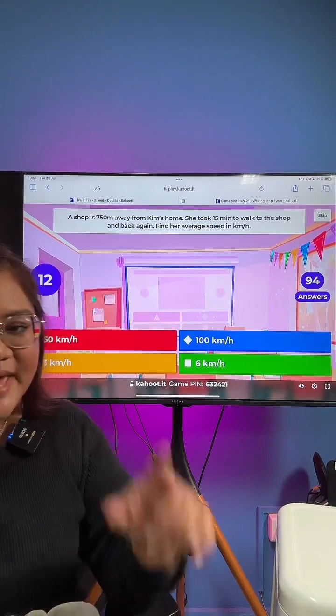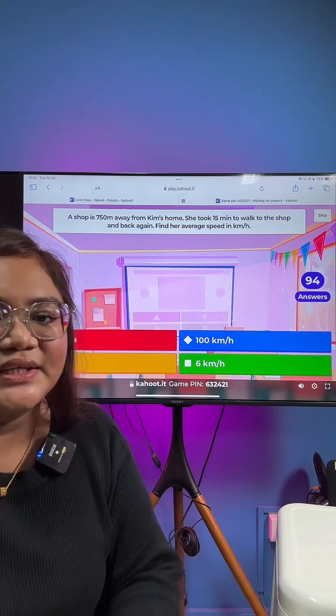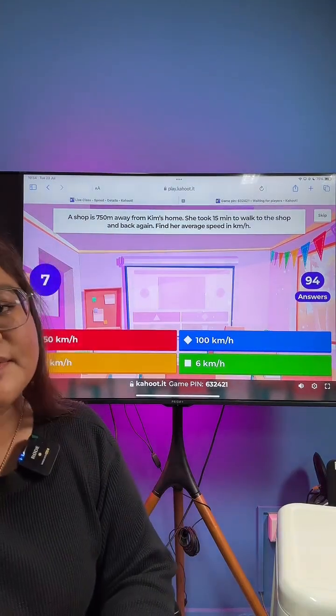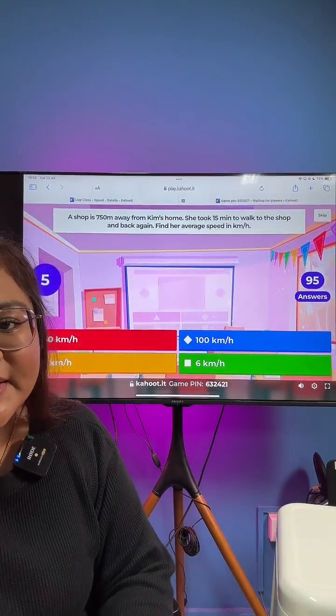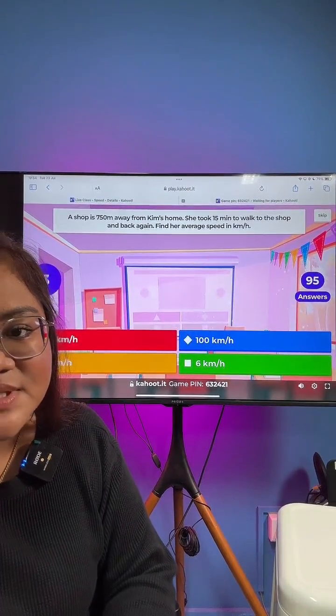The triangle formula: S is not at the top. It is called the DST triangle. So D is at the top, okay? I hope that helps.